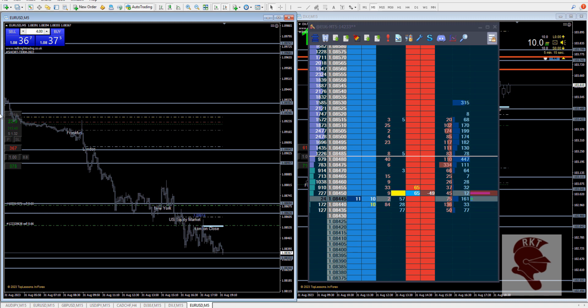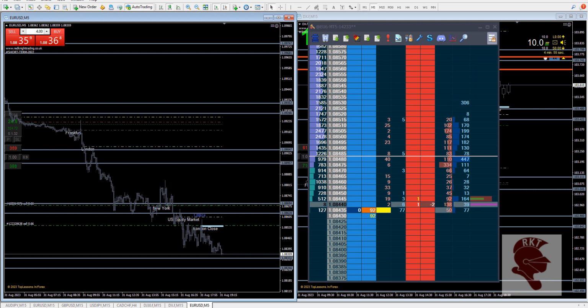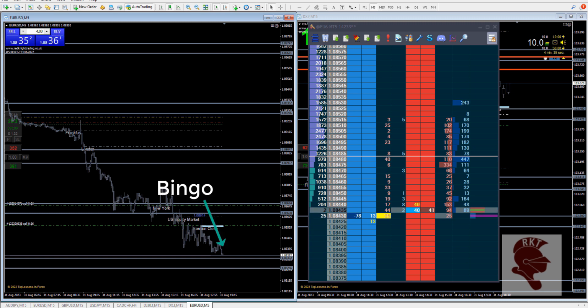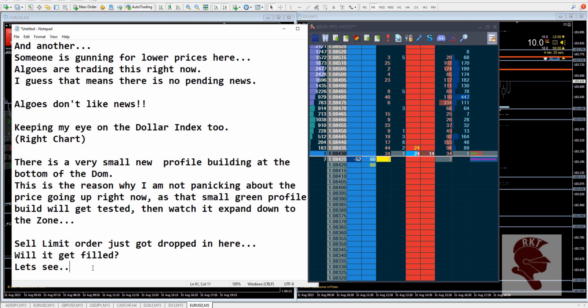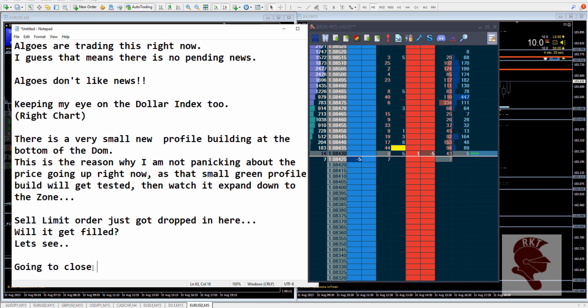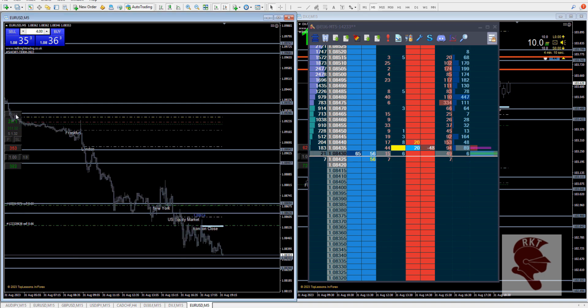So that's about it, I think. Only a couple of pips off the zone. Maybe squeeze one more pip or so out of it, and jobs are good. And yep, there we go, bingo. Right down to within a pip or so. So yeah, as the notepad said, I'm going to close that trade.